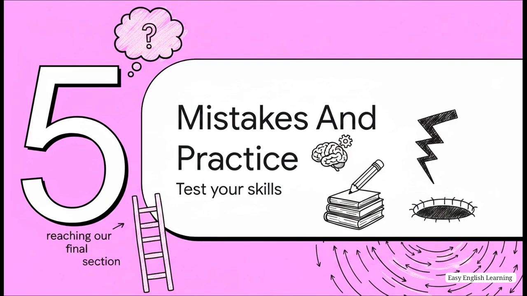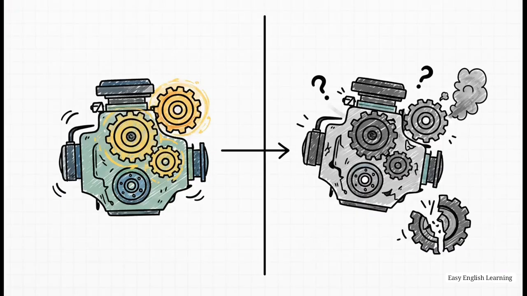And that brings us to Section 5, common mistakes and practice. Time to test your skills. First off, let's look at the two most frequent errors that tend to slip out when people speak just a bit too quickly. Definitely watch out for these. Mistake number 1 is dropping the to-be verb. "He playing football" is just incorrect.